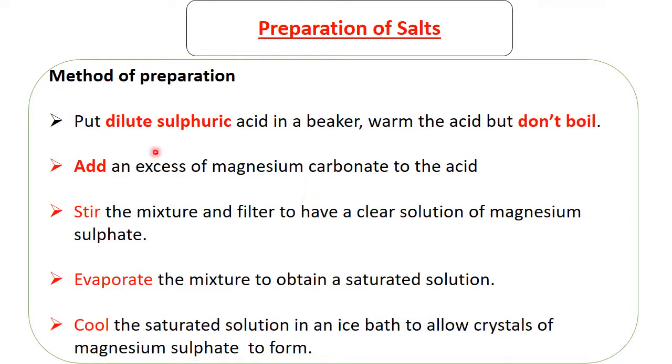Again, the steps are nearly the same. You put dilute sulfuric acid in a beaker, you warm the acid but don't boil. You add an excess of magnesium carbonate to the acid. You stir the mixture and filter to have a clear solution of magnesium sulfate. You evaporate, you cool. Same steps.